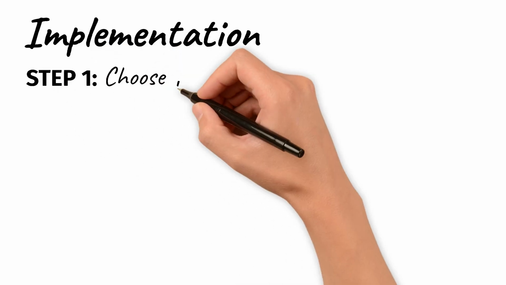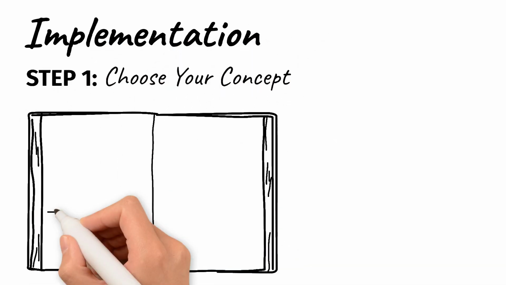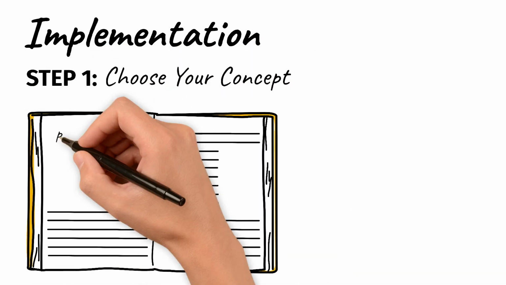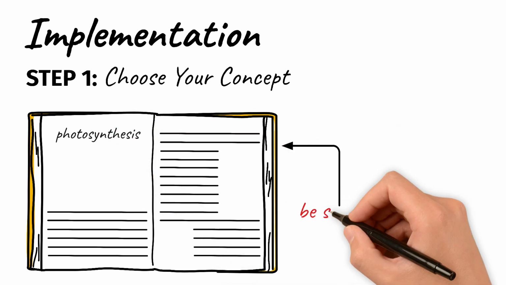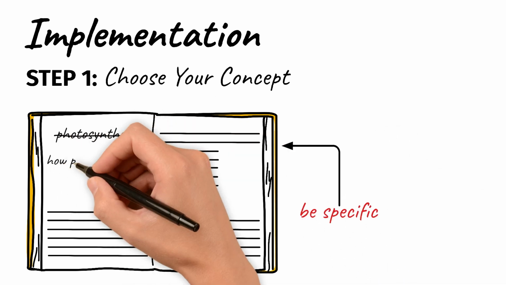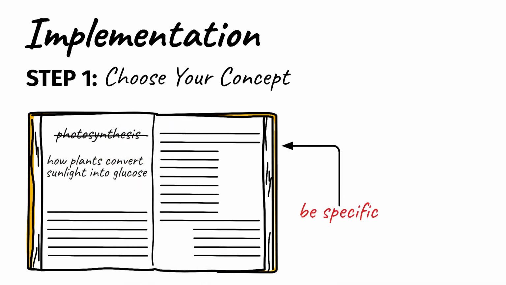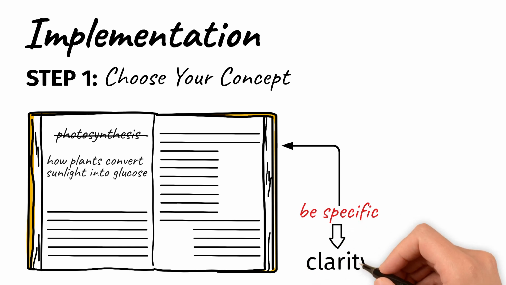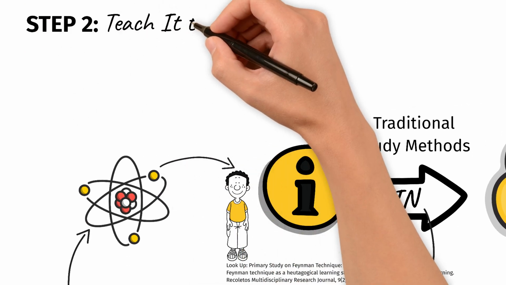Step 1, choose your concept. Start with any concept you want to master. Write it at the top of a blank page. Here's the key. Be specific. Instead of photosynthesis, write how plants convert sunlight into glucose. Specificity forces clarity.